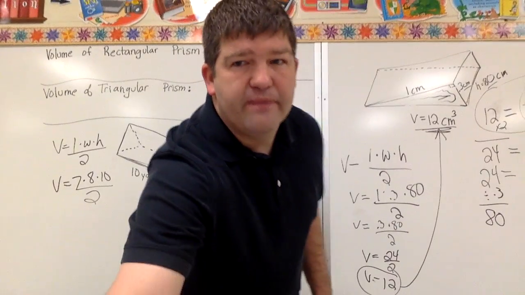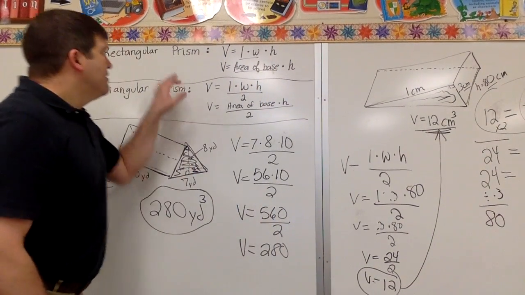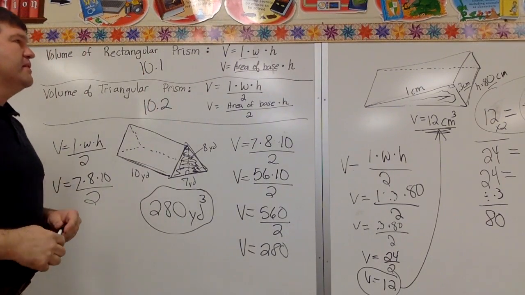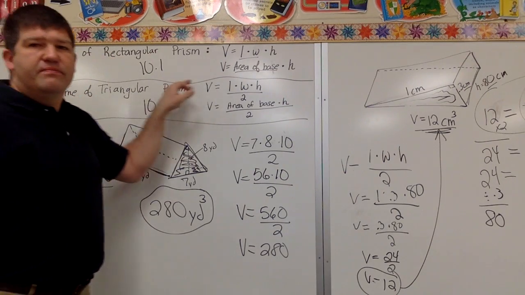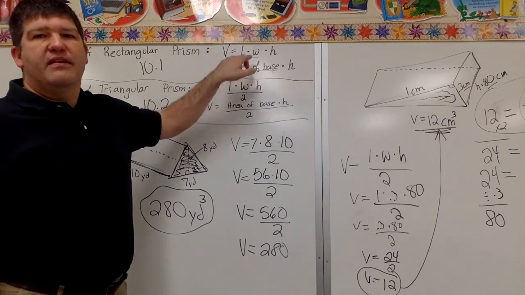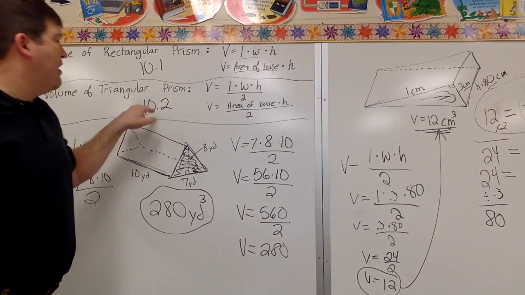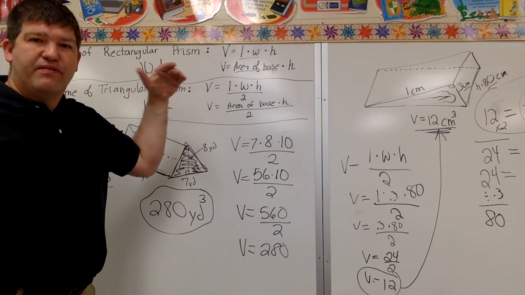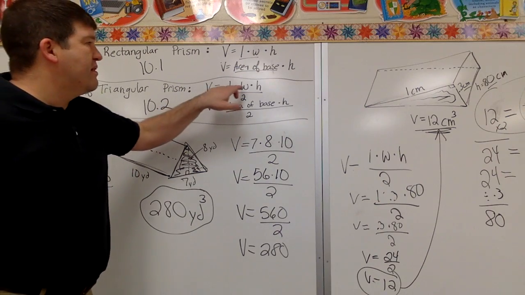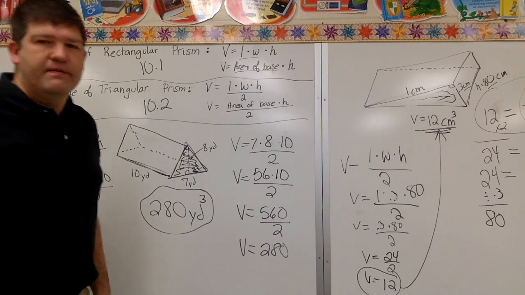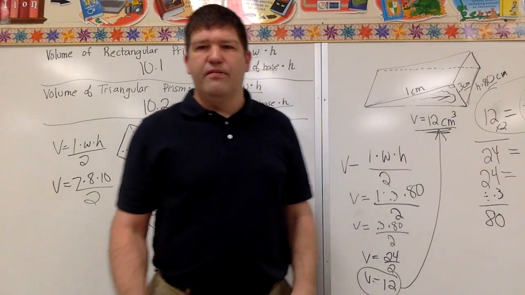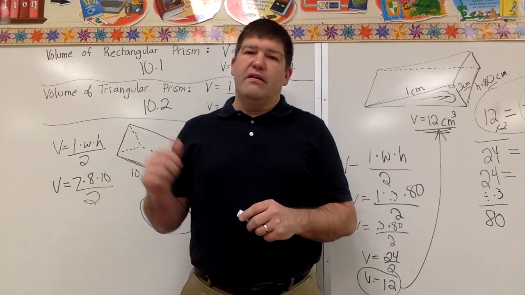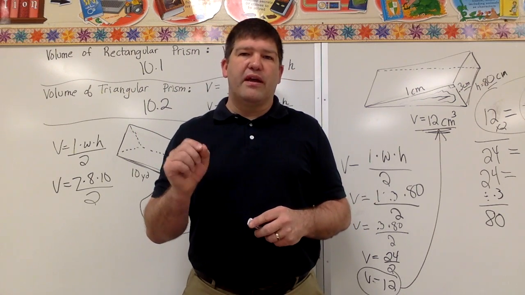Alrighty, so the key here. This is lesson 10.1, and this is lesson 10.2. Volume of a rectangular prism, the formula. Volume equals length times width times height. Volume of a triangular prism, the same as a rectangular prism except for it's divided by 2 because it's triangular. Length times width times height divided by 2. Okay? Go ahead and do some practice on this, and hopefully you'll be able to master getting the volume of a rectangular prism and the volume of a triangular prism.